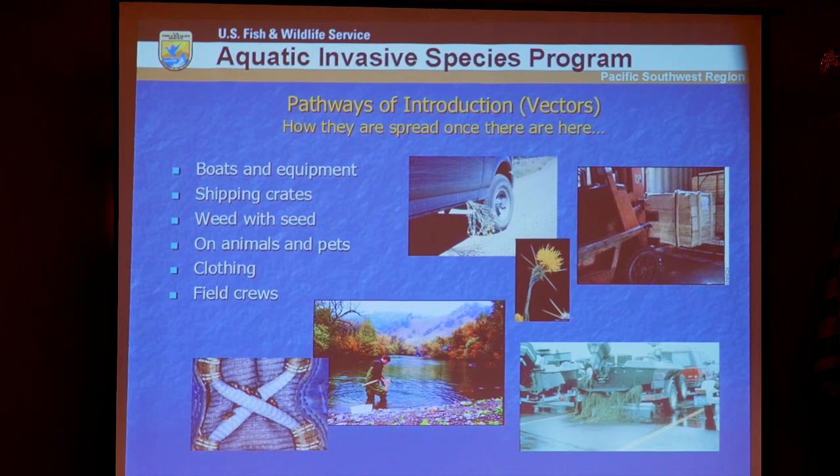Okay, once they get here, okay, how do they move place to place? Okay, this is a big one. This is the one we're really going to focus on today with our prevention and our monitoring programs, okay? We're going to be looking at vectors, okay? How they get here, how they move from place to place. Boats and equipment, that's probably how they got to Lake Piru, okay? They come in shipping crates, weeds with seeds, pets, animals, recreational activities, biologists out there, fisheries folks out there doing their fishy thing, moving from place to place without proper prevention and protocols in place. They can, in fact, be moving invasive species from one place to another.